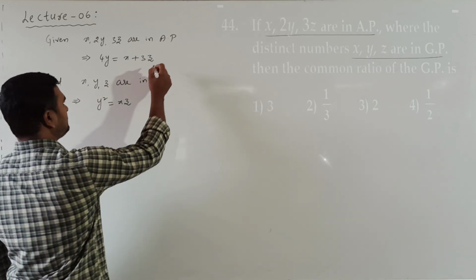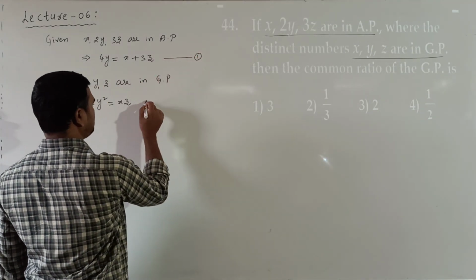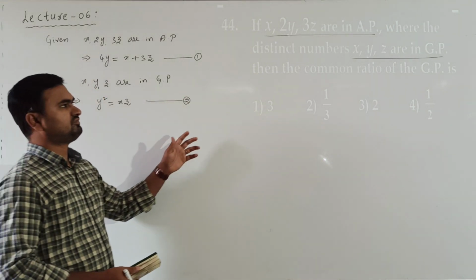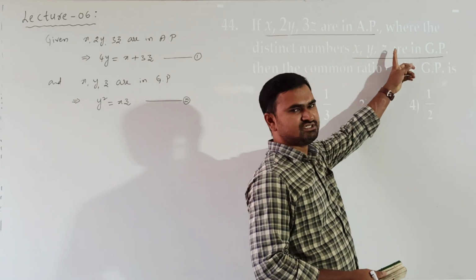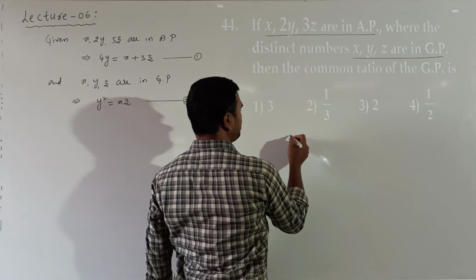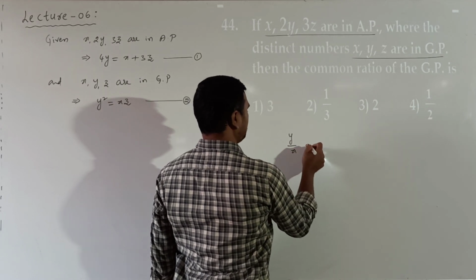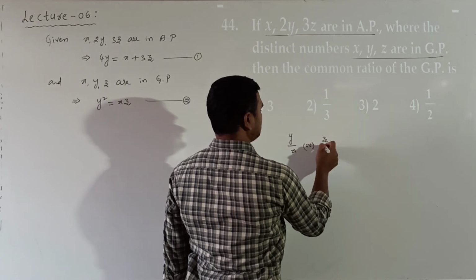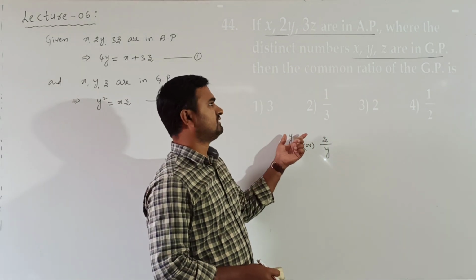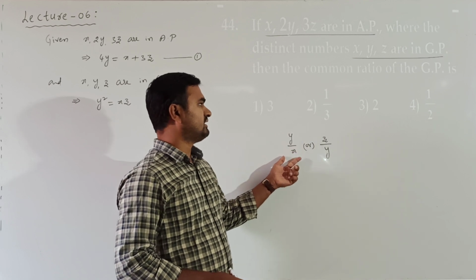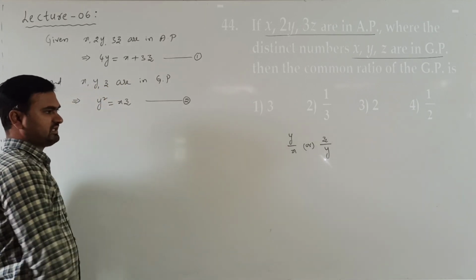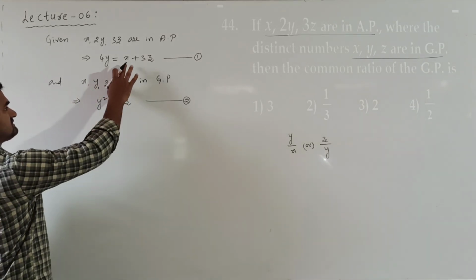Now solving this first equation and second equation, solving these two, we need to find the common ratio of the GP. Now the common ratio of the GP means either we have to find the y by x value or the z by y value. Both are the same. So this is the common ratio of the GP, either y by x or z by y. So we have to find one of the values. See how to find one of the values solving these two.